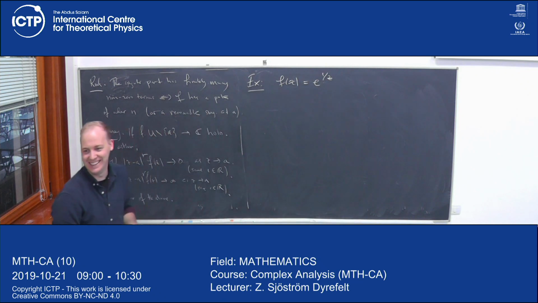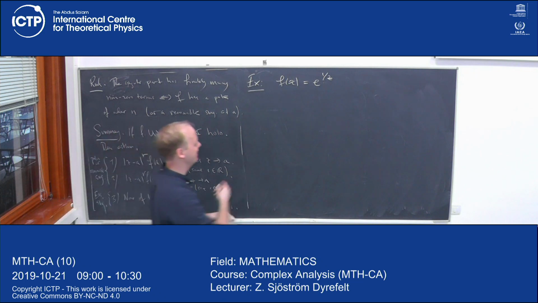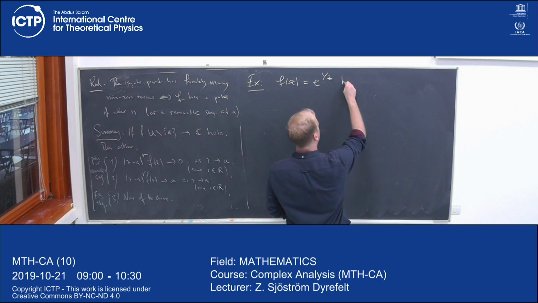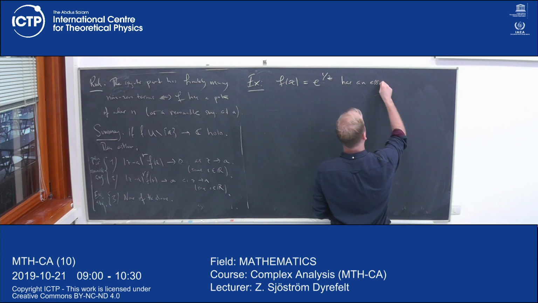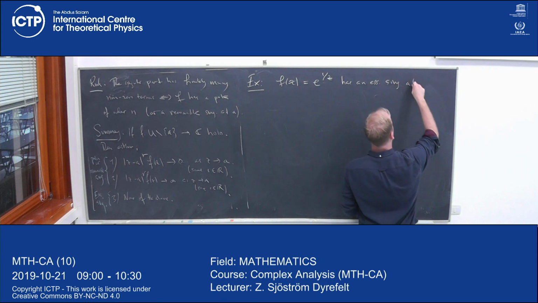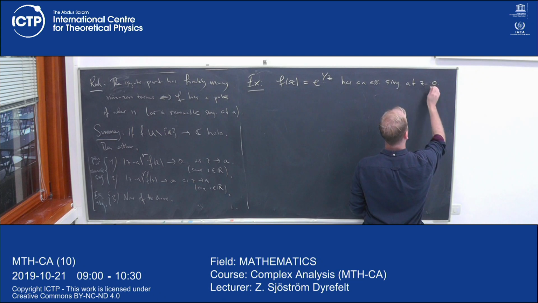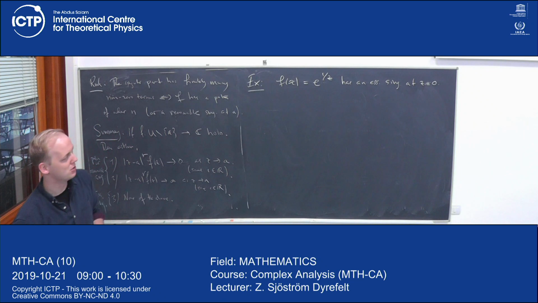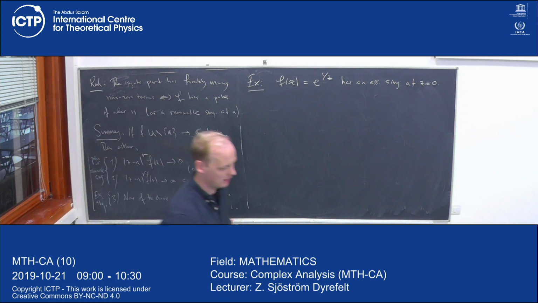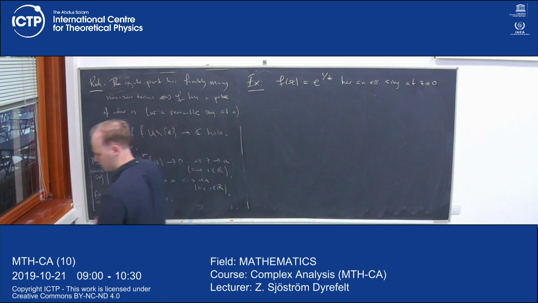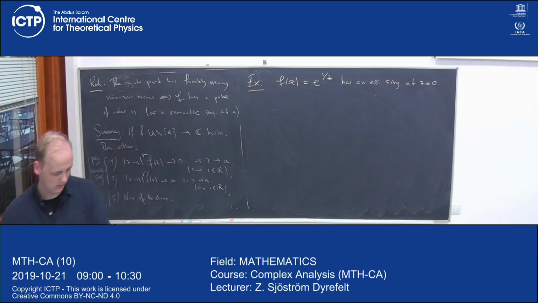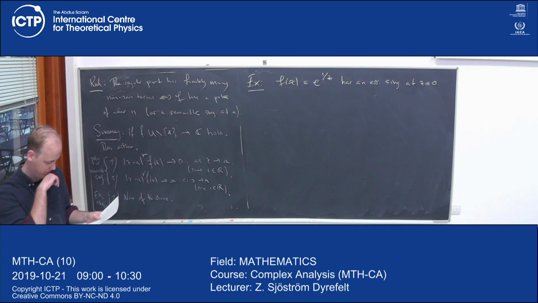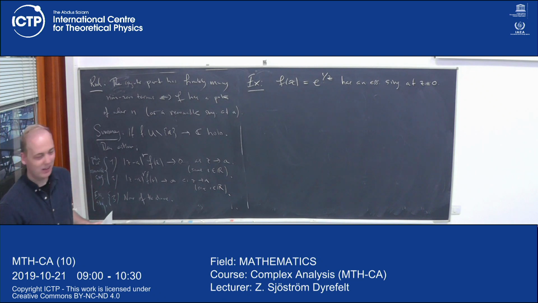Excellent example. So f of z equals e to the 1 over z has an essential singularity at z equals 0. How can we show that this has an essential singularity at 0? We can use the expansion of e to the z, with 1 over z. Yes, that is correct.